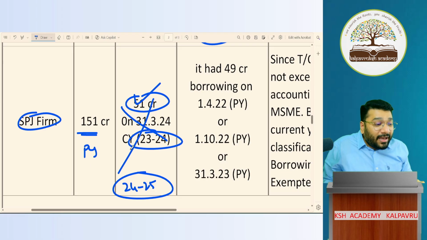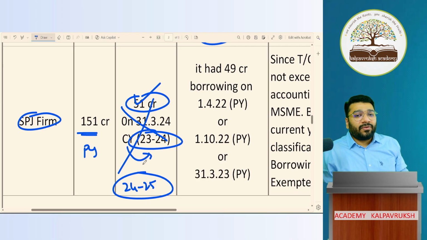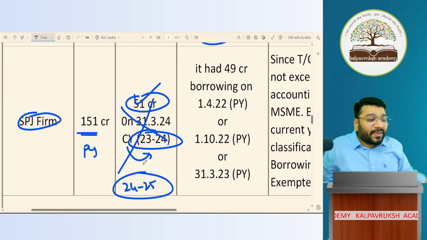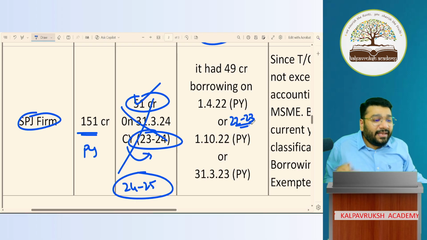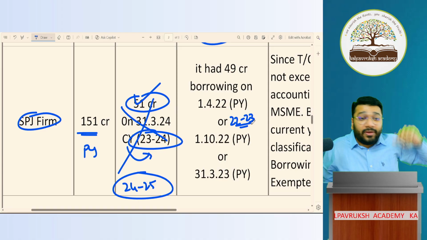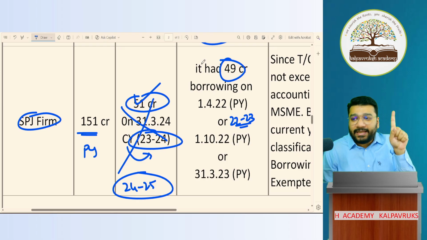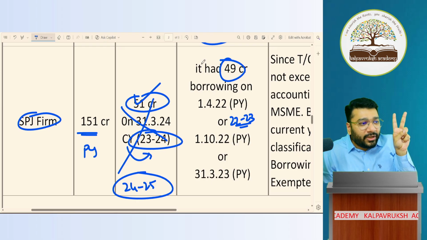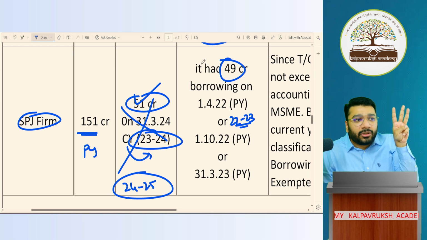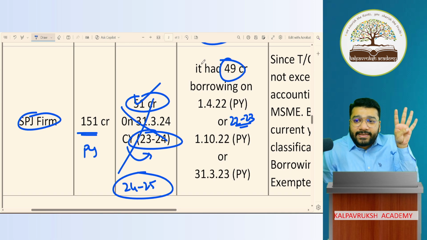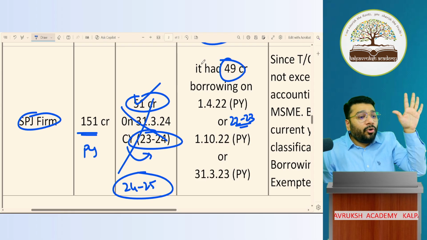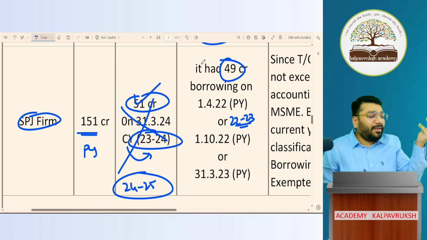And now the current year 23-24. For that, which is my relevant previous year? 22-23. In that year, what is my borrowing? 49 crore. So SPJ firm is not listed, neither bank, insurance or FI. Turnover is not crossing 250 crore. Borrowing not exceeding 50 crore. Neither am I holding a subsidiary of a large entity. Who am I? MSME. Very simple.